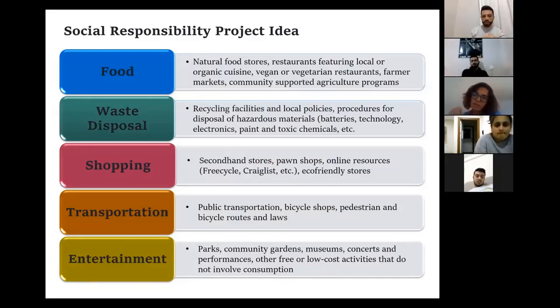For example, if you look at shopping, you can do something about secondhand stores, for example, Craigslist. You can do something online to promote secondhand usage of things and to recycle them, not to throw away things or dump them, but if they're still in good quality, let other people have them and use them. You can do such things as well.